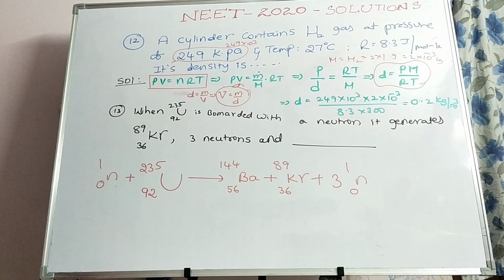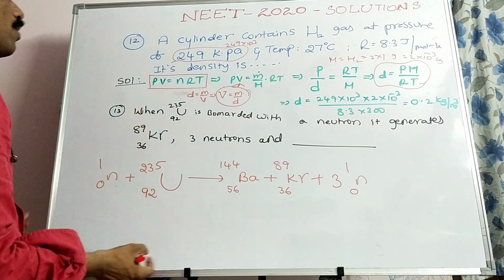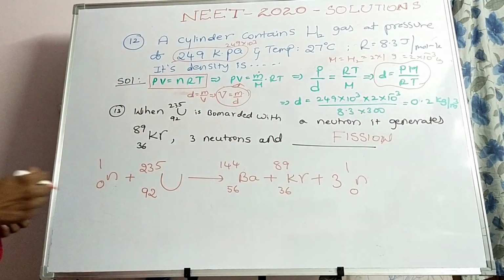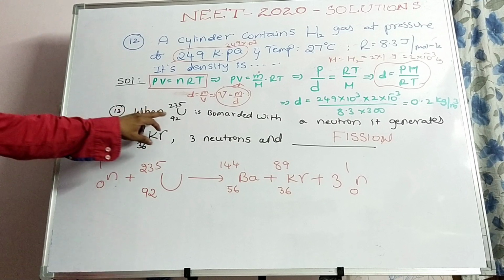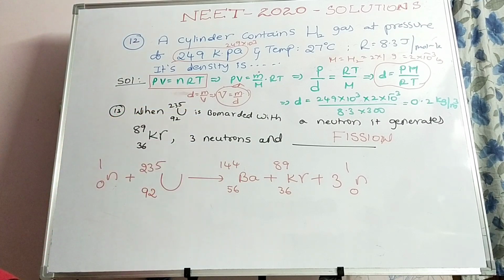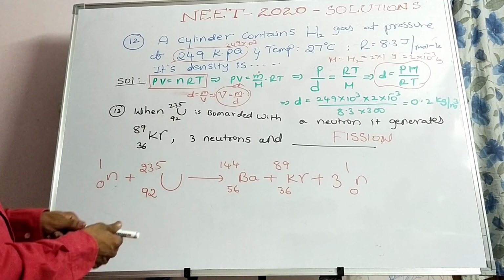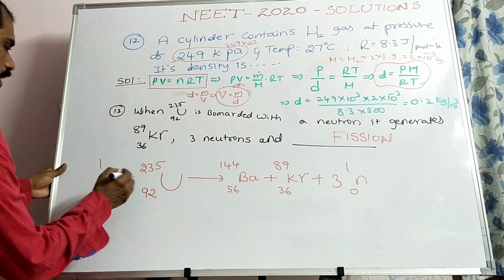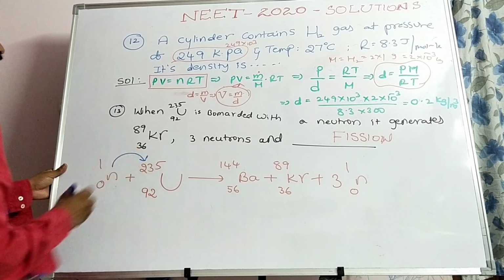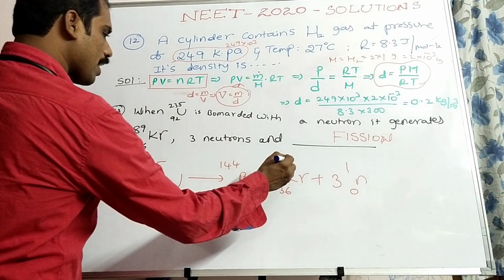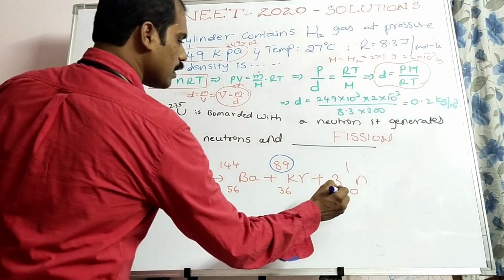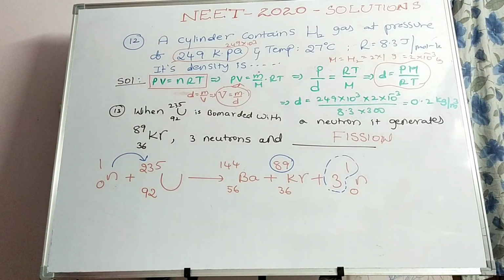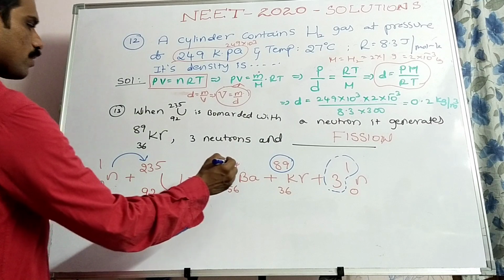And here we have another question. Nuclear fission reaction. According to this reaction, when uranium 92, 235 is bombarded with a neutron, it generates krypton as well as 3 neutrons. We know that is the generalized expression. When the uranium is bombarded with a single neutron, here we have 89 as well as 3 neutrons. Krypton is given 89 plus 3 neutrons. 89 plus 3, 92. Remains 144.